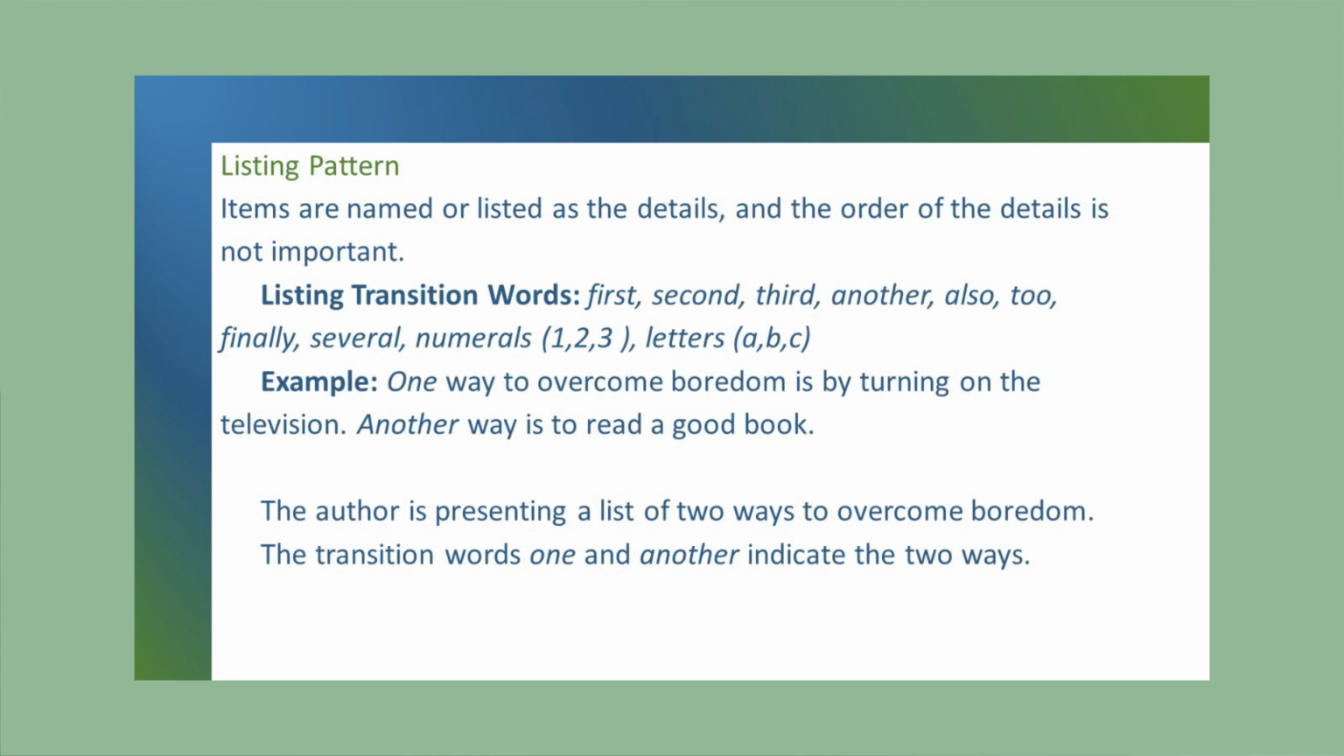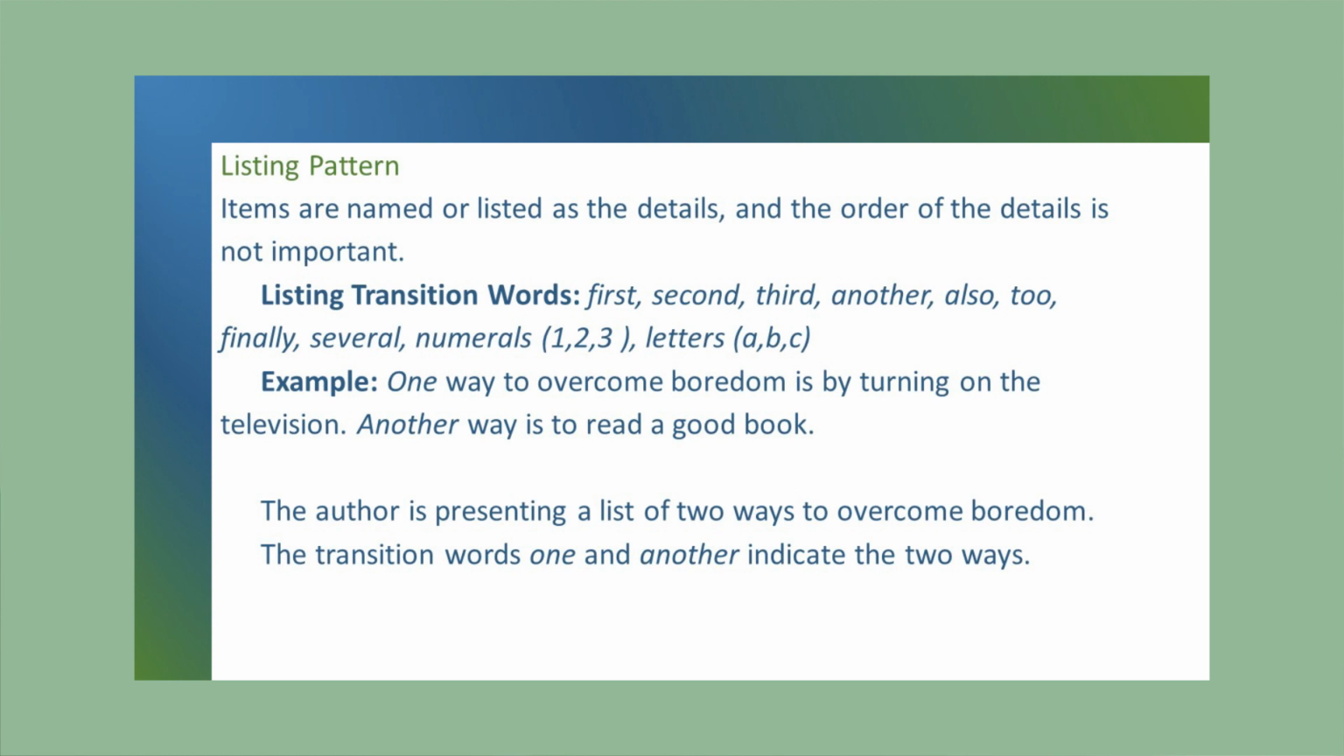And it doesn't really matter which order I put it in. So for example, if we have a writer talking about 3 different schools, it doesn't really matter where I talk about the different schools. If it's about 3 schools in Massachusetts, it doesn't really matter what order I talk about the schools in. Some transition words that deal with listing pattern are first, second, third, another, also, finally, several. It might just deal with numbers as well.